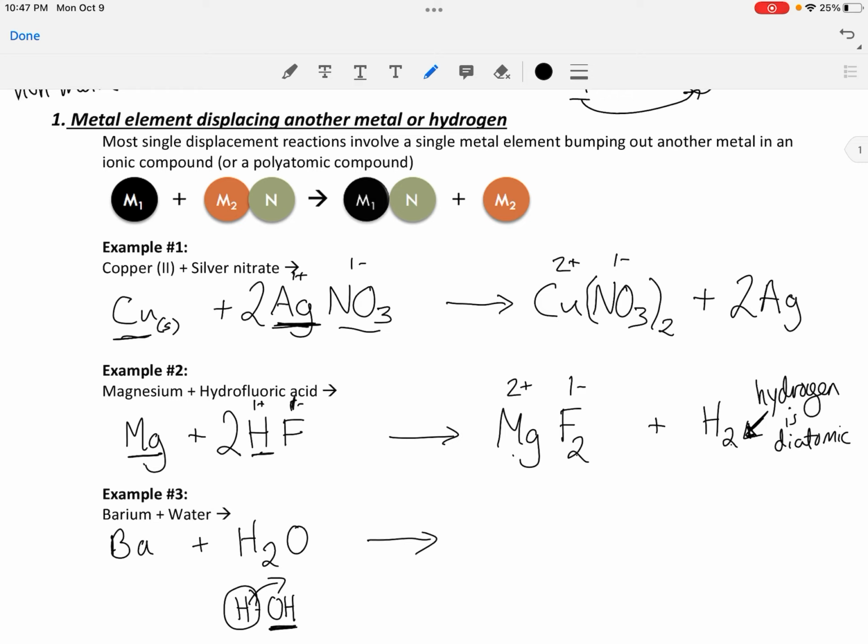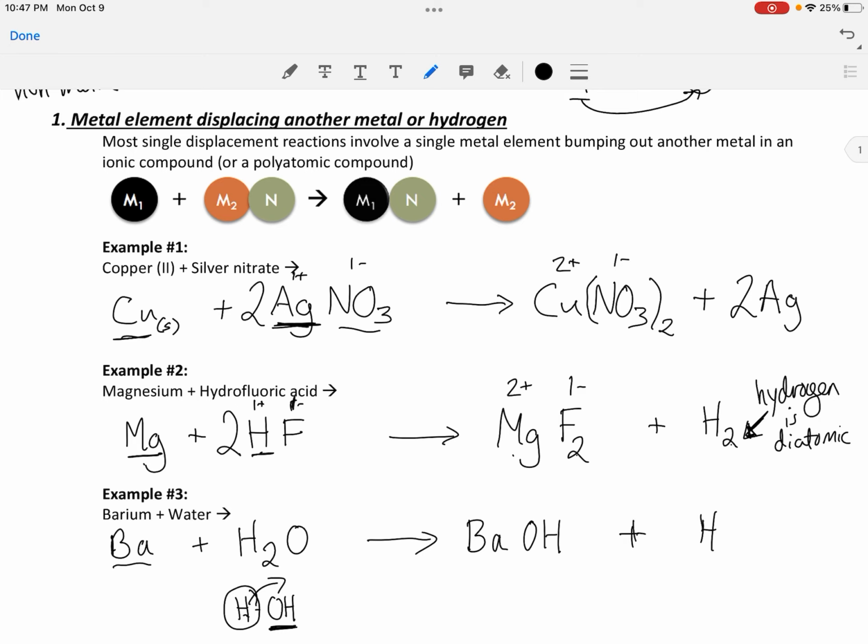And that's what we'll get. So that barium comes in, bumps out the 1 hydrogen, and steals the hydroxide. So we get barium hydroxide. We'll watch out for a chemical formula in a second. That hydrogen gets bumped out and it's on its own.